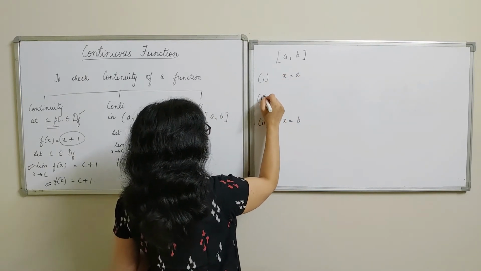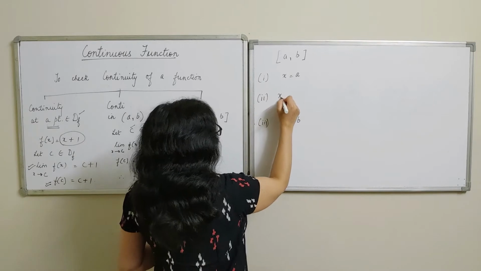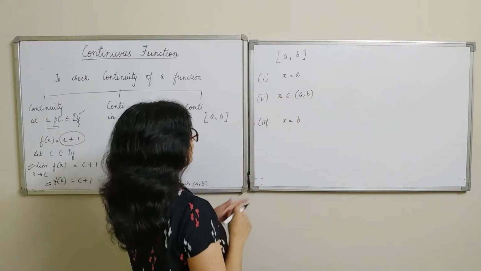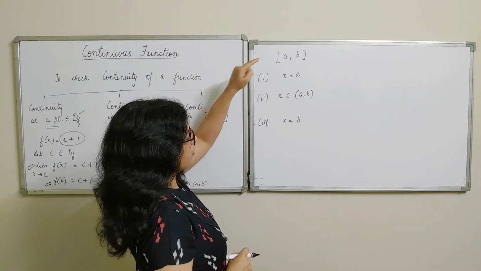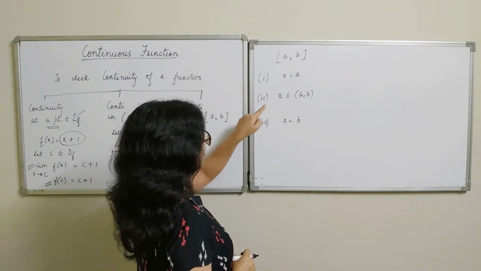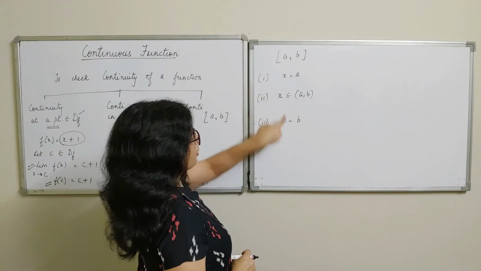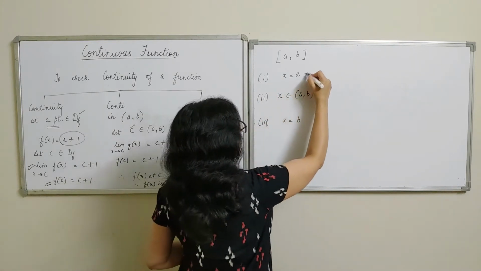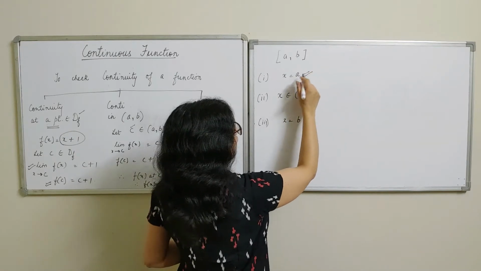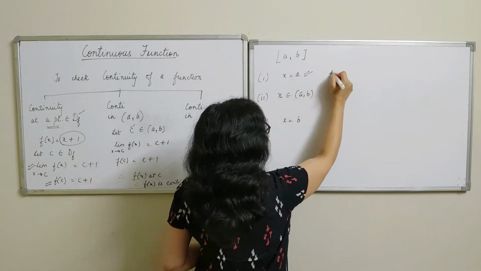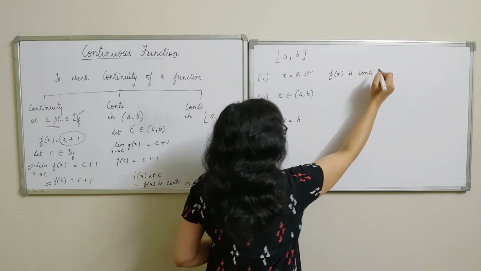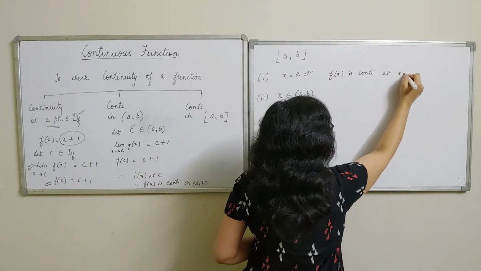And then we have x which belongs to the open interval. So when we have a closed interval, the situation gets divided into three parts: the lower limit, the upper limit, and then the open interval AB. Here you can see we have got a point. At this point we can check the continuity of the function, and we can say that the function f(x) is continuous at x equal to A.